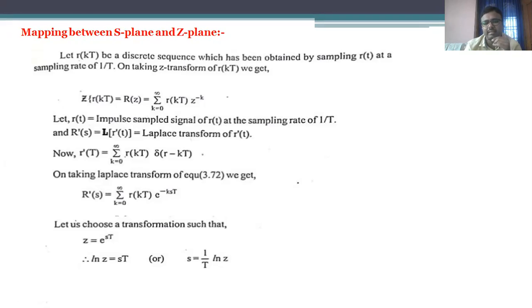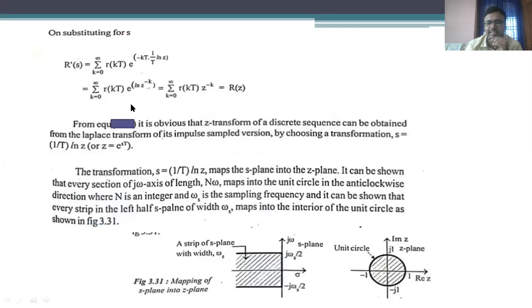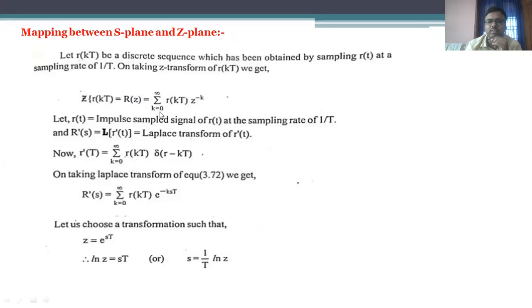We have considered a one-sided Z transform. So one-sided Z transform is only having the sequence from 0 to infinity. Therefore, the Z transform for the discrete sequence R of kT is nothing but R of z, and it is given as sigma k is equal to 0 to infinity R of kT into z power minus k.